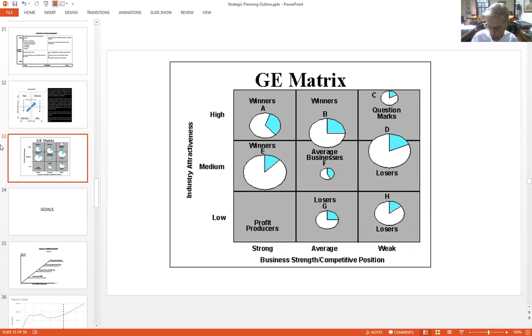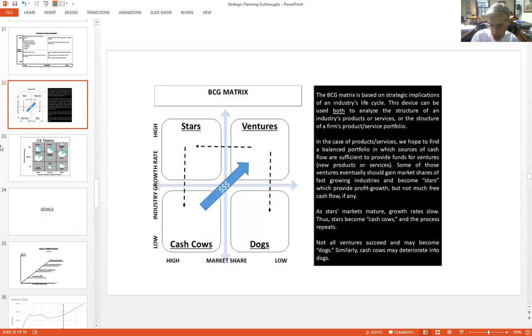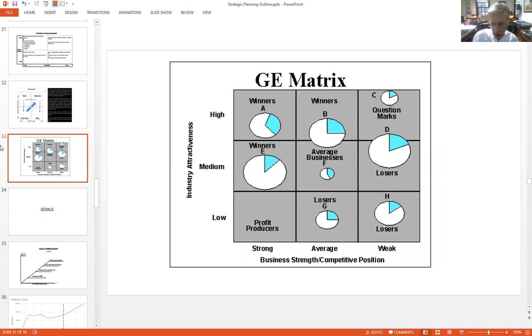This is what we use when we may not know the industry's growth rate, but maybe we're in an industry where there are a lot of small companies that don't trade stock, and we just can't get a lot of information about market share. So what do we do? The answer is that we can use the GE multi-factor matrix.